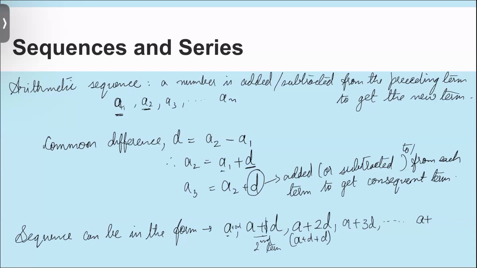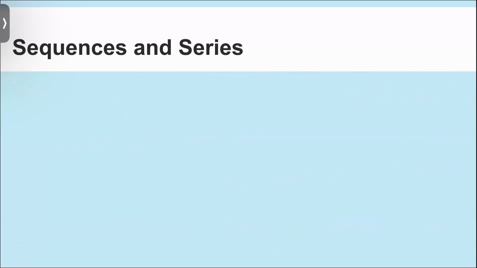So that means your last term would be a plus (n minus 1)d. Okay, so this is the way that you can write an arithmetic sequence, or an arithmetic progression. Therefore, the common difference d is equal to a2 minus a1.